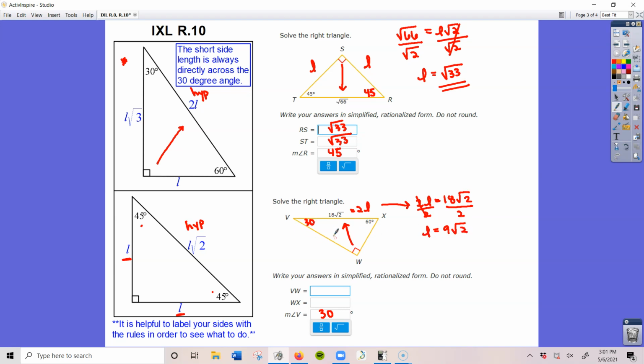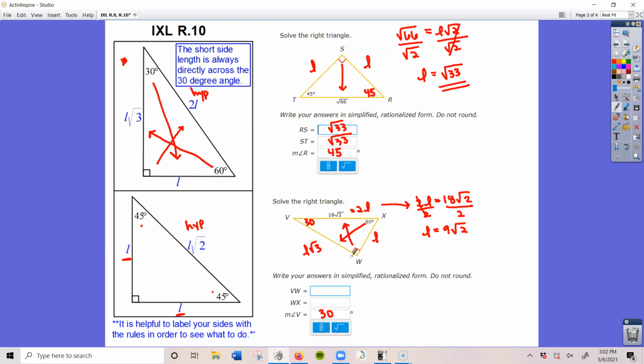Now to solve for VW and WX, I'm going to write out the rules for both of those sides. The side that is across from the 60, this is 60, the rule is L square root 3. The side that is across from the 30 is just L. Or you can think about it like the short side is L and the long side is L square root 3.